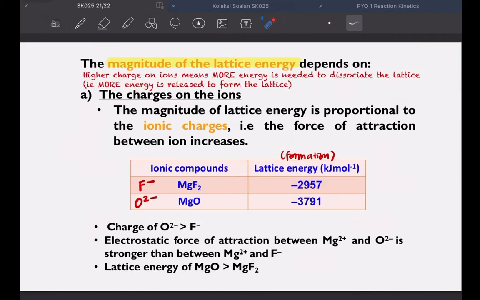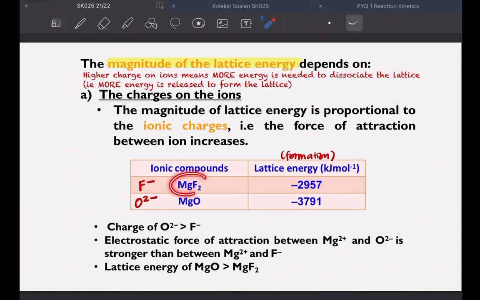So the magnitude of our lattice energy actually depends on two factors. The first factor is the charges on our ions. So the higher the ionic charges, the higher the magnitude of our lattice energy. This is because when we have higher ionic charges, that means that our lattice is much more closely packed, meaning they have stronger forces of attraction between themselves. So when we are forming this lattice, we will need more energy, okay?